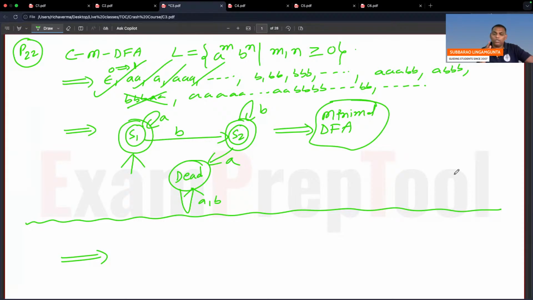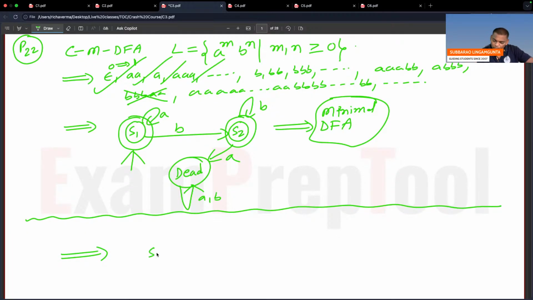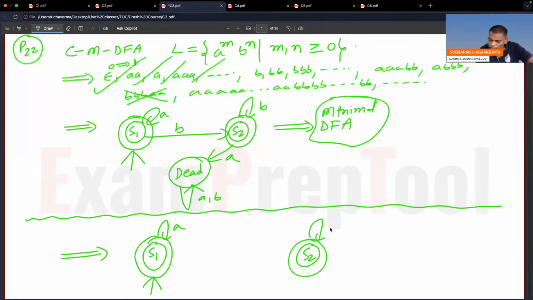Only a's is okay, only b's is okay, a's followed by b's. b's followed by a's cannot be. So there is one more simple method. Can you see this one? S1, everyone observe. Only a's is okay, epsilon okay, fine. Only b's is also okay.